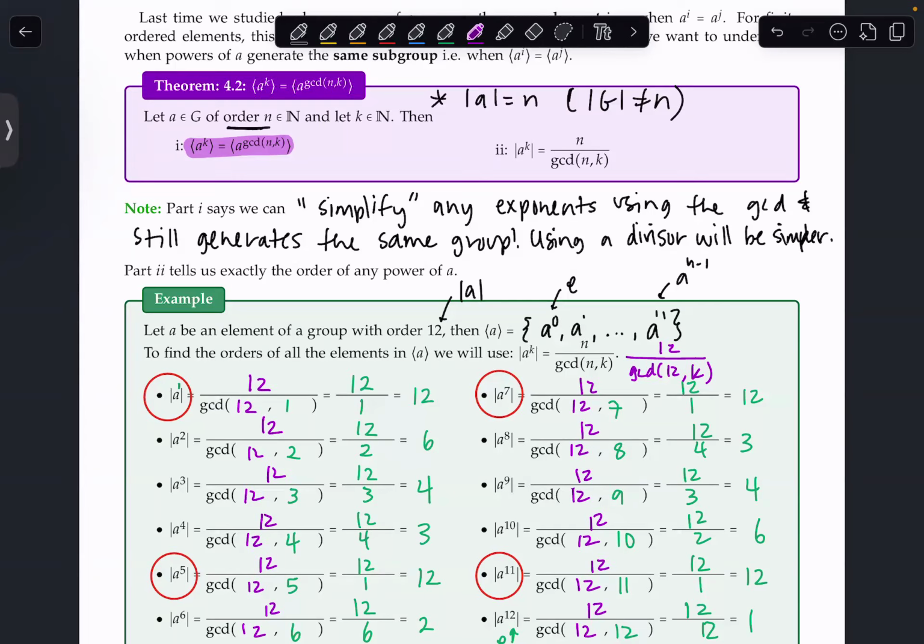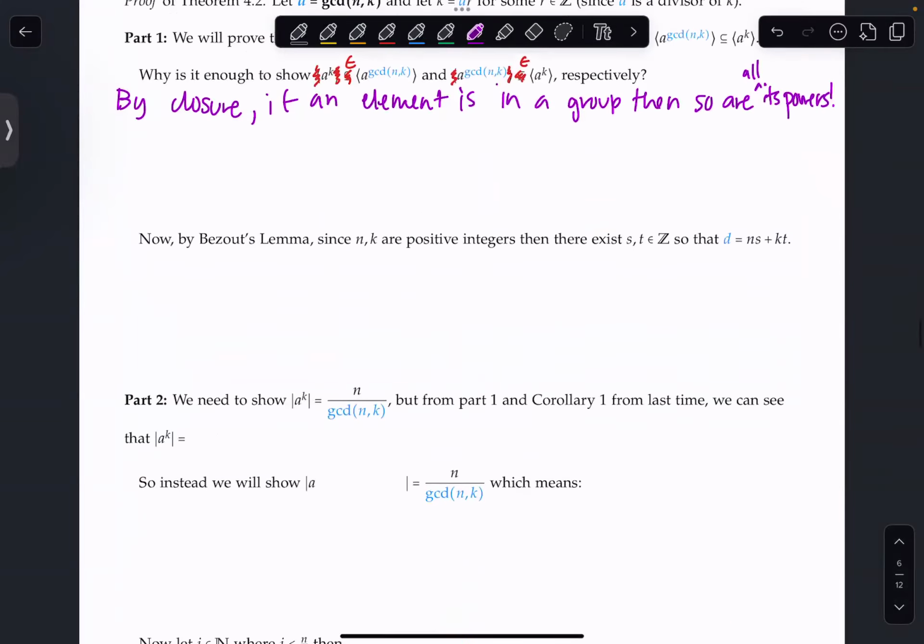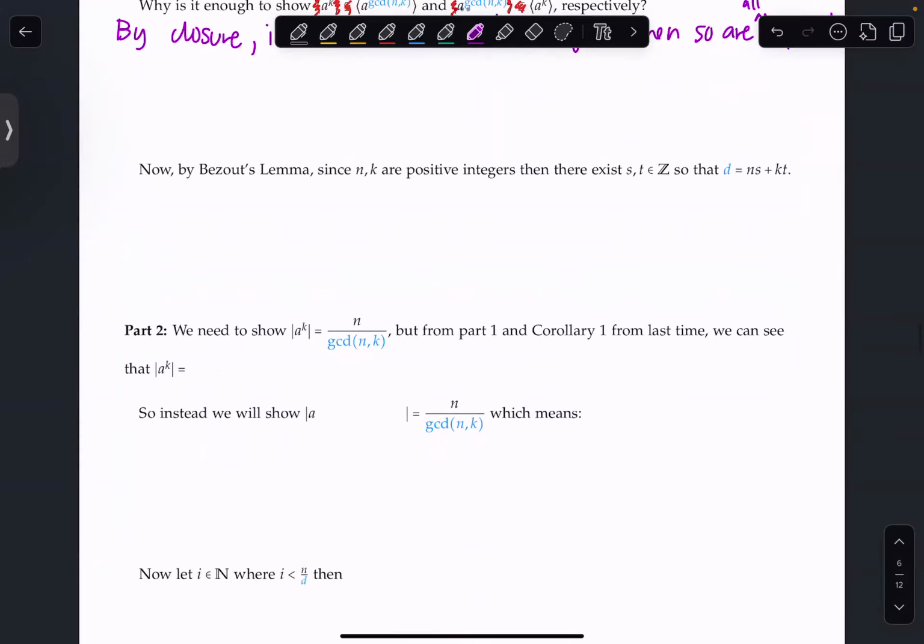Yep, so I want to show that a to that specific number does give me back the identity, and no number less than that is going to work for my power to get back the identity here. So that's going to be our goal for that piece there. But even before that, we can do a little bit of work to simplify this so that we don't have to be working with a to the k.